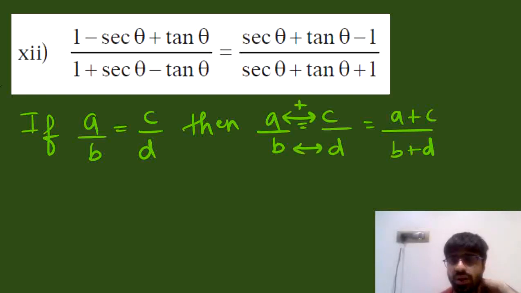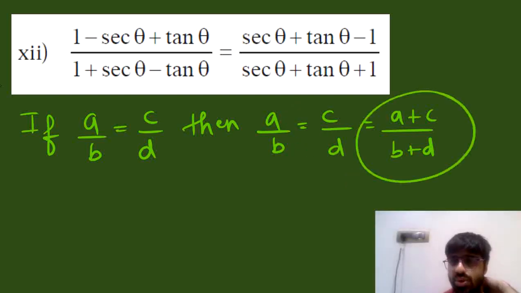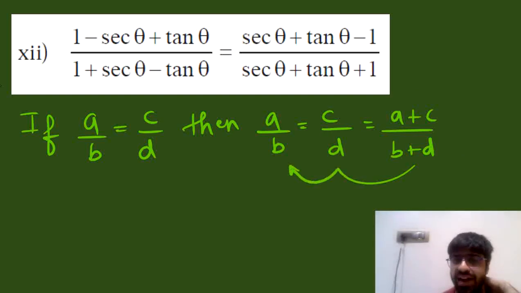You have added these two and you have added these two, and you ultimately got another fraction which is A plus C upon B plus D, and that fraction which you just got will be equal to the original fractions.